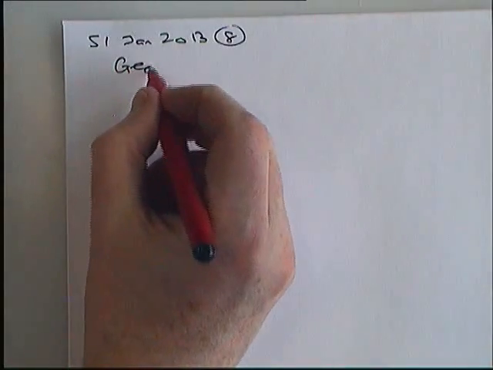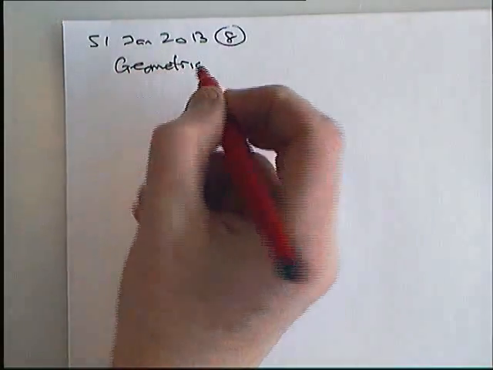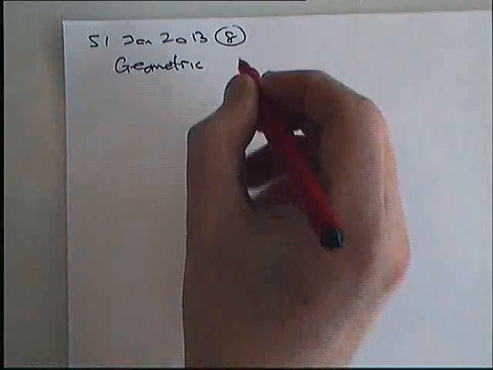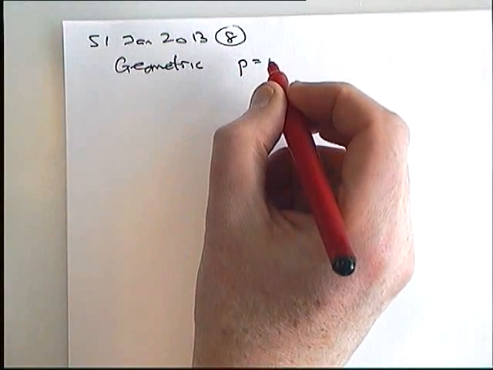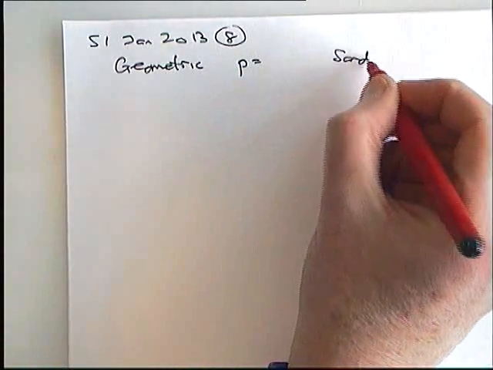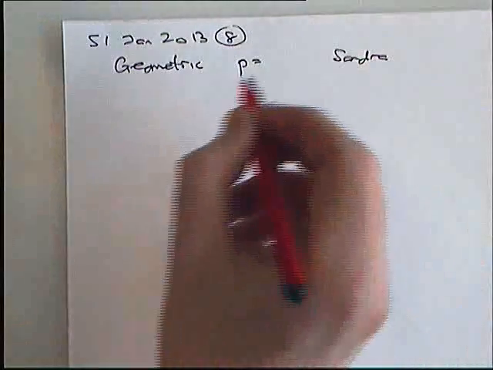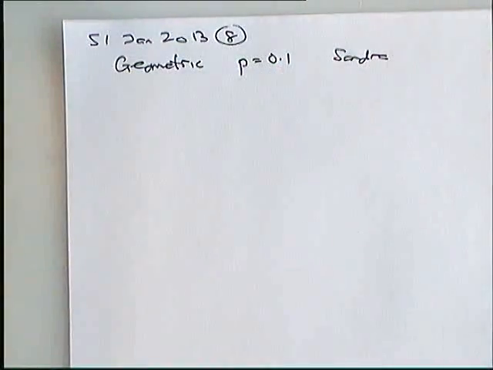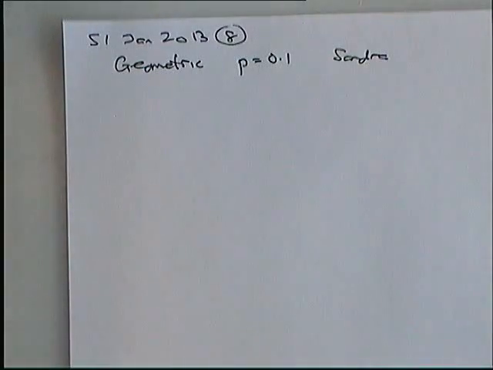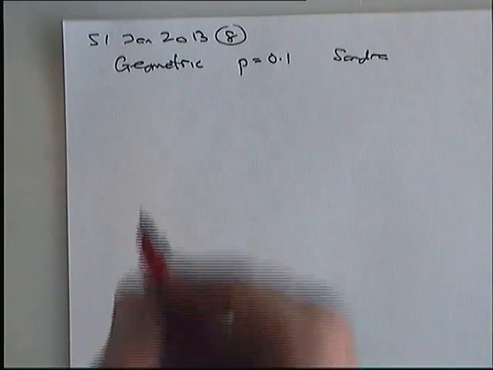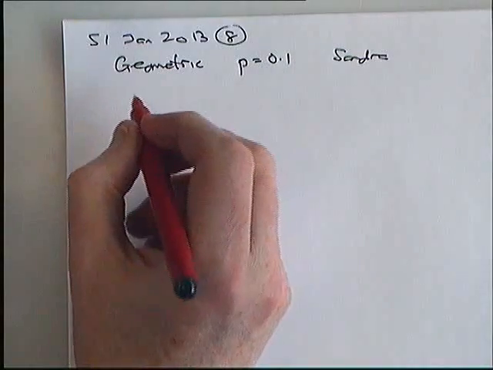This is a solution to question 8 on January 2013's S1 paper. We've got something here happening repeatedly until a success occurs. So we're dealing with a geometric distribution, and we're told that the probability of success for Sandra is 0.1. And they're asking in part A, find the probability that the first time she succeeds is on her 5th attempt.